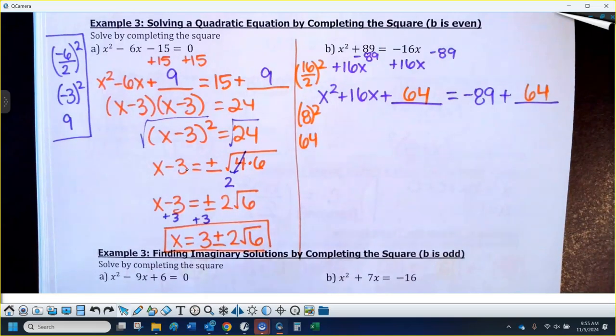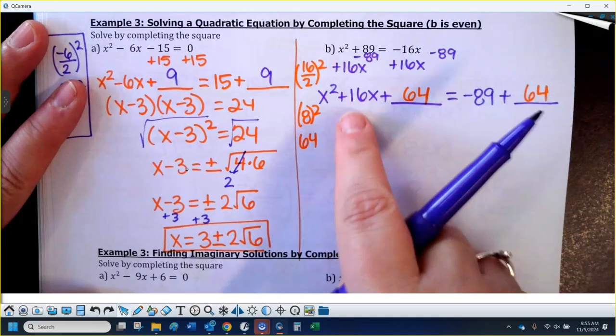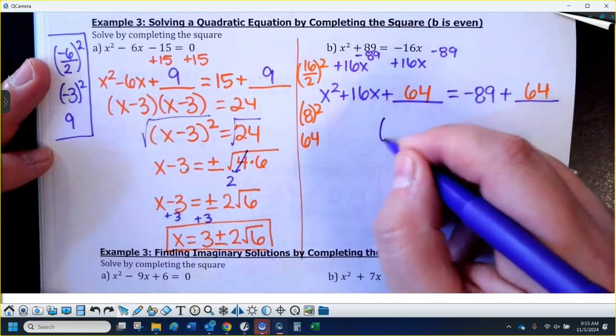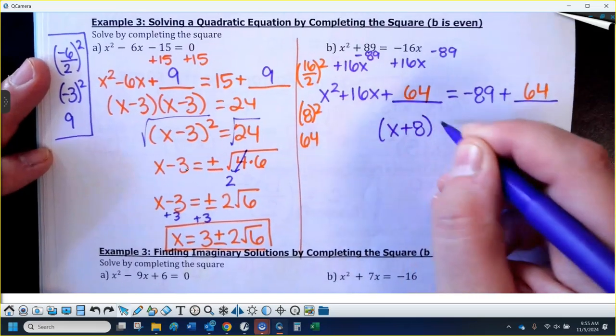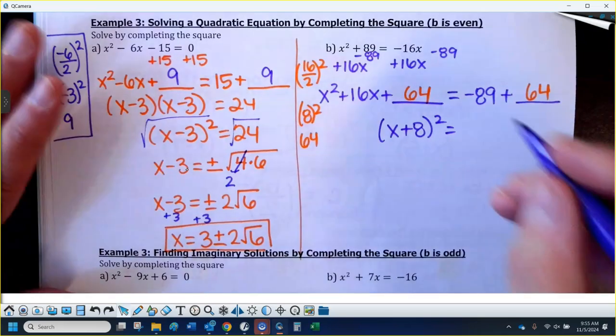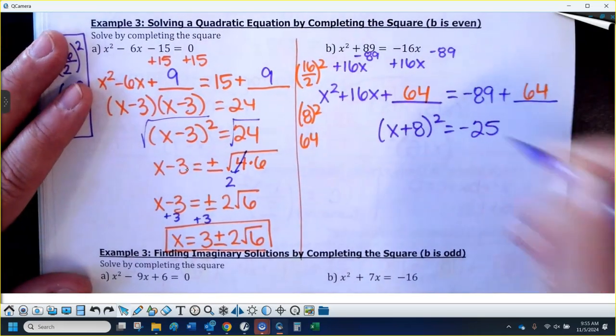Okay, so multiply to get 64, add to get 16, 8 and 8. It's whatever you square. I swear to you, whatever you square, that's the factor. So this is x plus 8 squared. The other side, we're just adding numbers together. Negative 89 and 64 is negative 25.